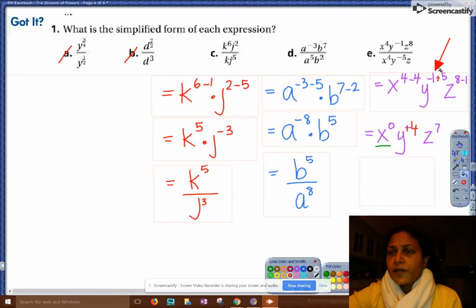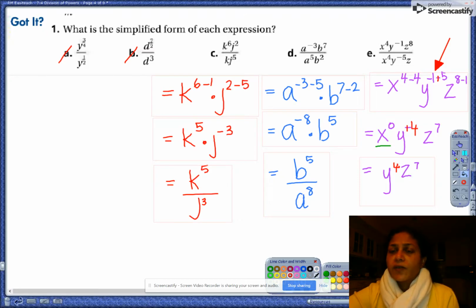All right, so here you want to pay a little bit of attention because it's minus 1 minus negative 5. It becomes minus 1 plus 5, which gives us 4. The x to the 0 simplifies to 1. And so your final answer is going to be y to the fourth times z to the seventh.